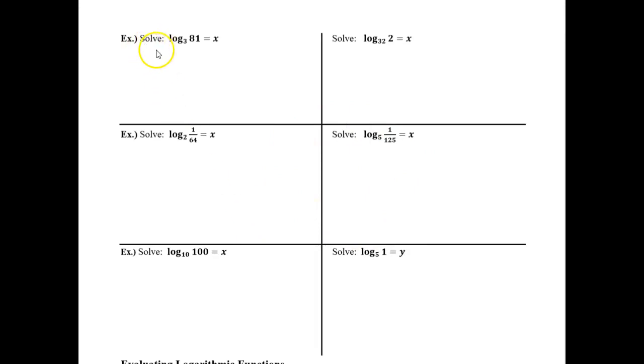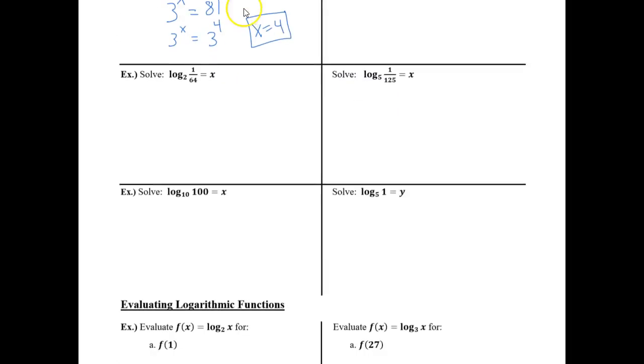First example says log base 3 of 81 equals x. To solve a log equation, I'm going to rewrite it exponentially. Log base 3, so the base is 3, logs equal the exponents, so that equals x. And that will equal what we took the log of, 81. And we just learned a few minutes ago that 81 is the same thing as 3 to the 4th power, so x must be 4 for those two to be equal.